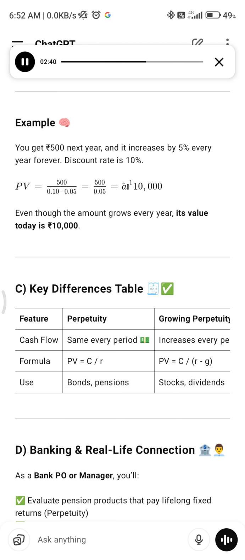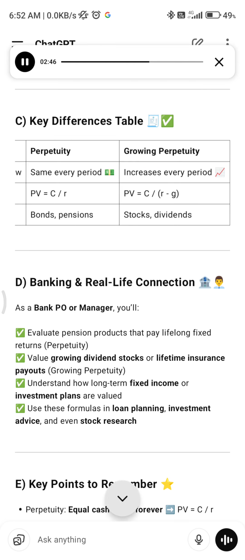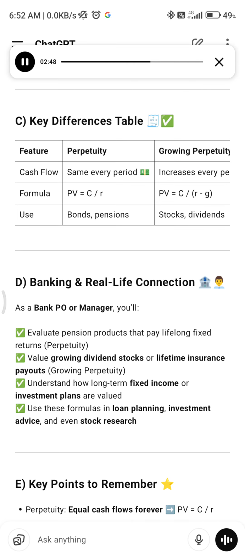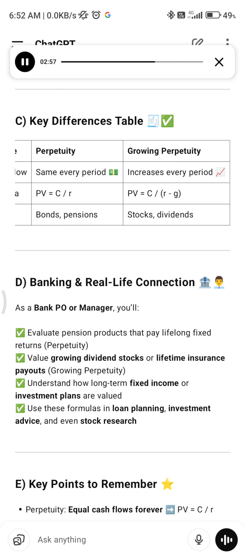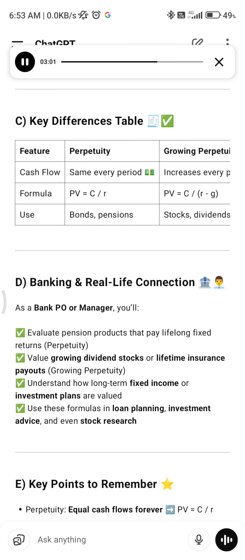C. Key differences table. Feature. Perpetuity, growing perpetuity. Cash flow, same every period for perpetuity, increases every period for growing perpetuity. Formula, PV equals C/R, PV equals C/(R minus G). Use bonds, pensions, stocks, dividends.